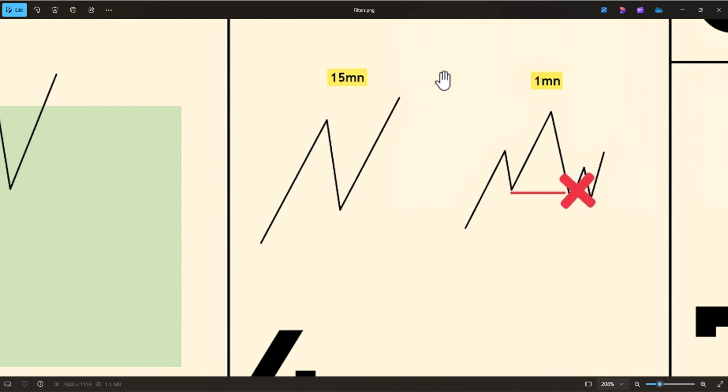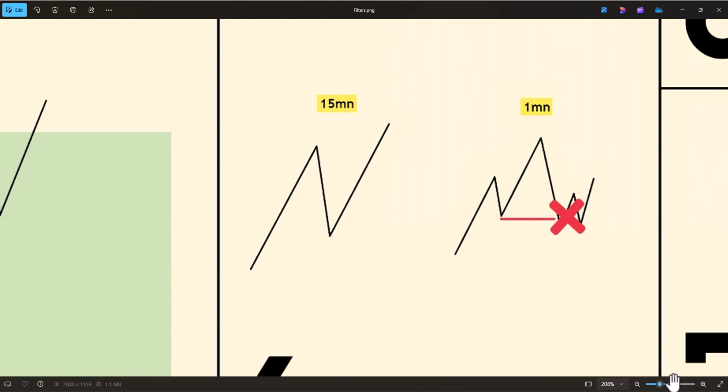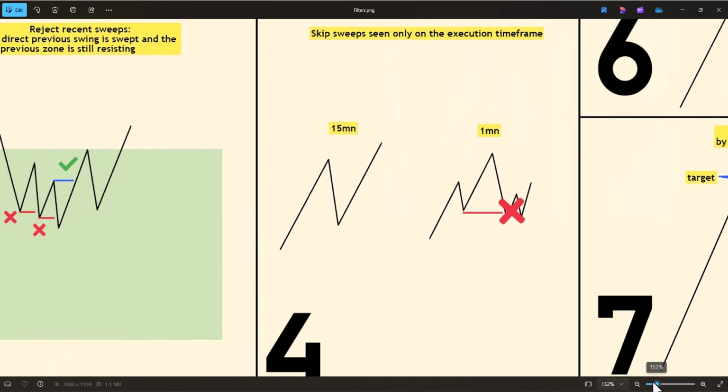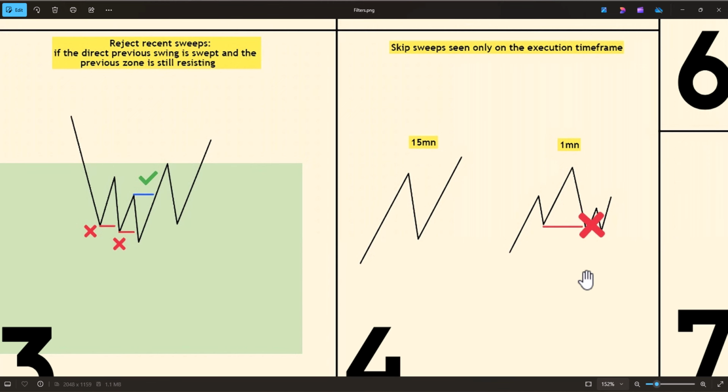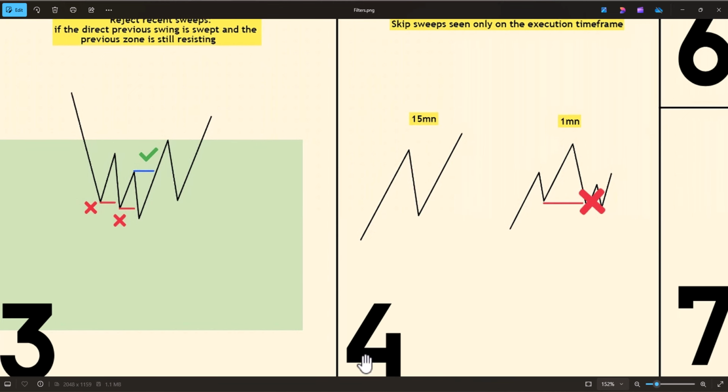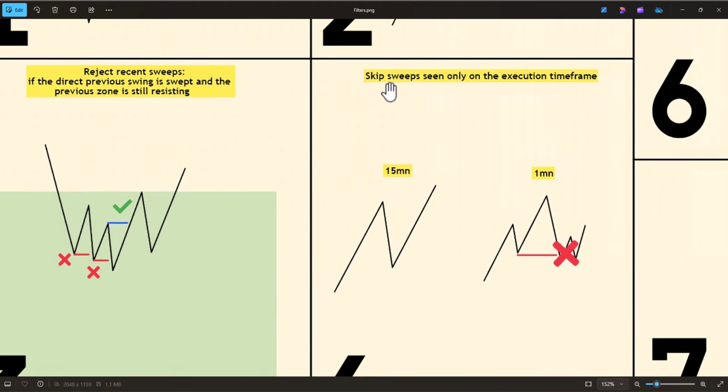Moving on to the fourth filter, and this one is gonna increase your win rate, right? Not only your win rate, but also the R's, the higher. If you want to take higher RR, this filter is gonna be for you right here. So skip sweeps seen only on the execution time frame. Now this can sometimes be ignored, especially if we are in a really strong uptrend or a strong downtrend.